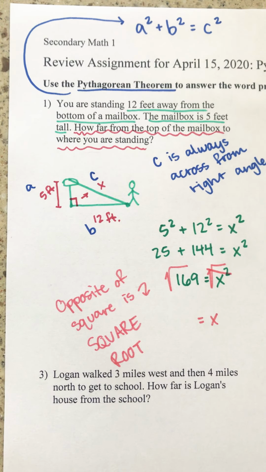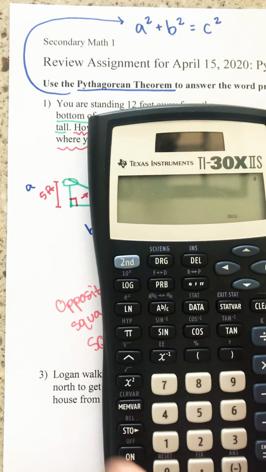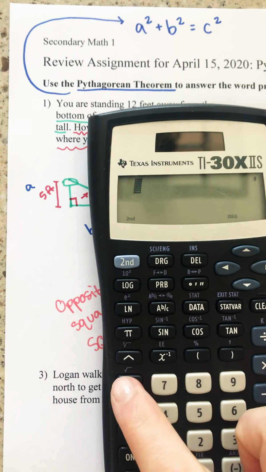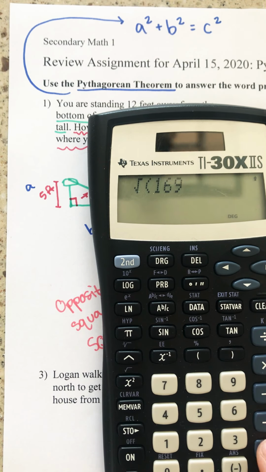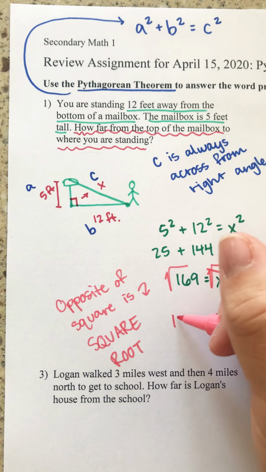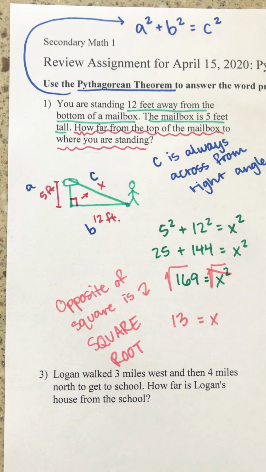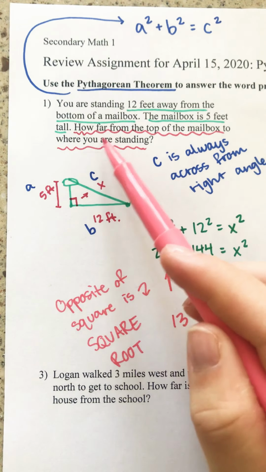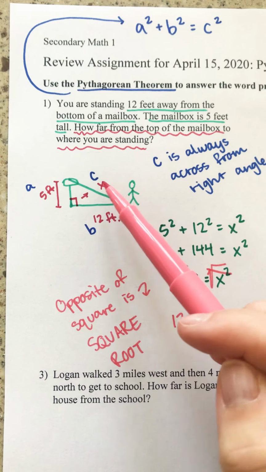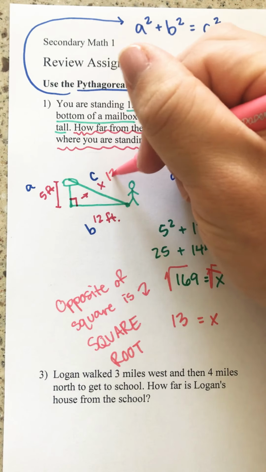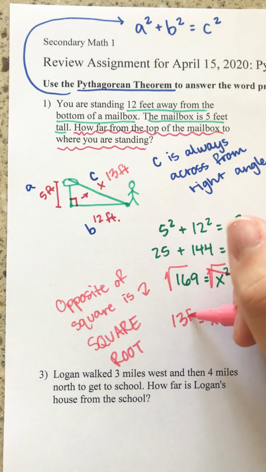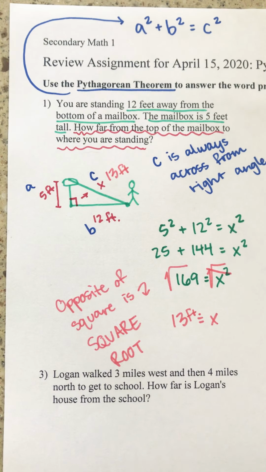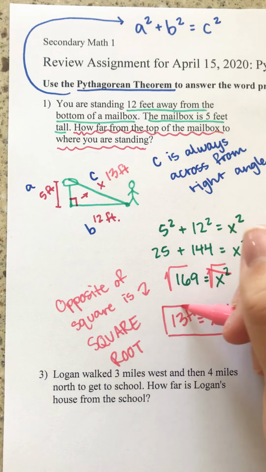And what is the square root of 169? This we can put in a calculator. Second, we have a little square root symbol right there, 169. We know it's 13 because 13 times 13, or 13 squared, is 169. So we get x equals 13. But 13 what? What are our units? From the top of the mailbox, we are standing 13 feet away. So x equals 13 feet.